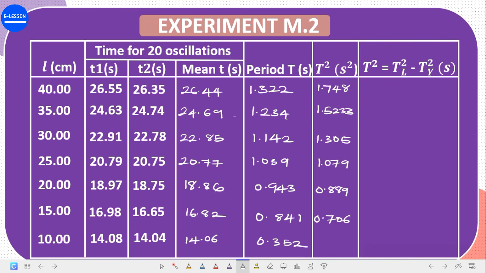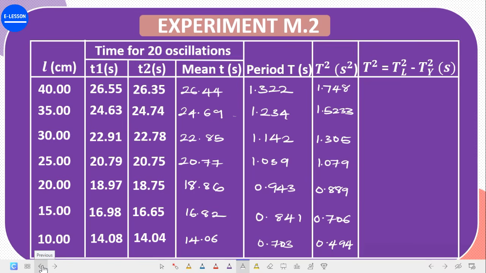14.06 divided by 20 is 0.703. Then squared is 0.494. Okay, now having gotten to this point, the next step is to go back to our T L square.